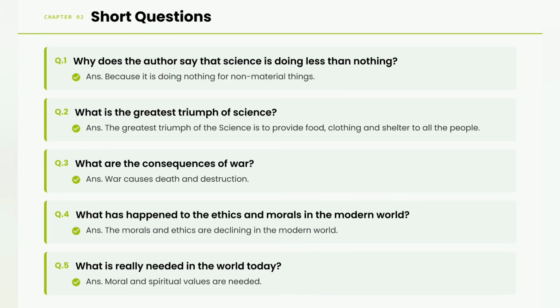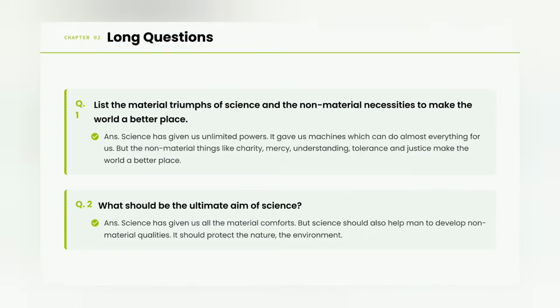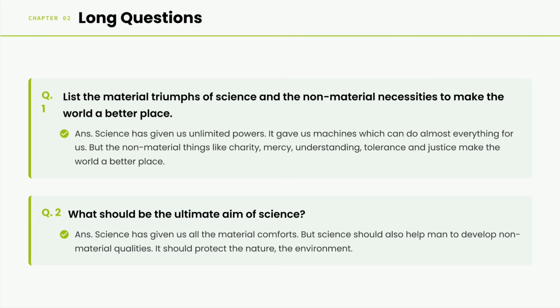Question 4. What has happened to the ethics and morals in the modern world? Answer. The morals and ethics are declining in the modern world. Question 5. What is really needed in the world today? Answer. Moral and spiritual values are needed. Now the long questions from chapter 2.